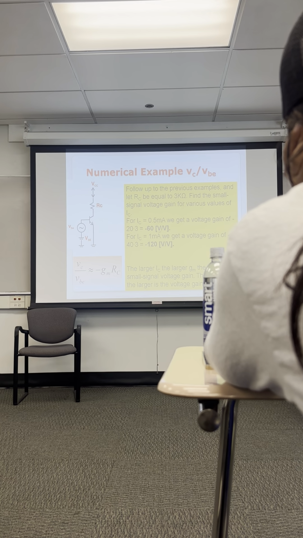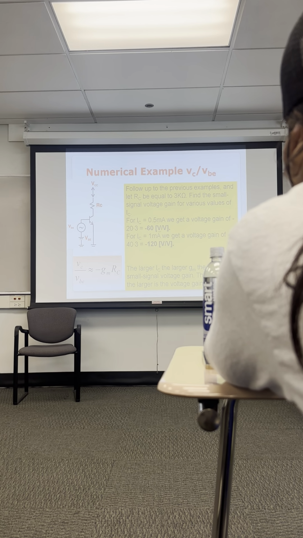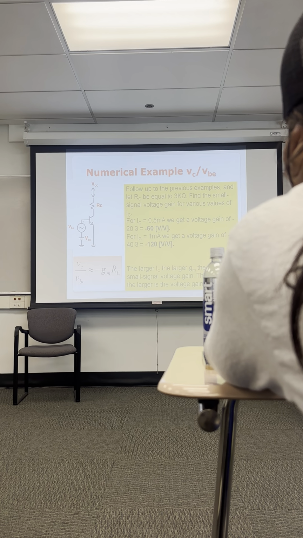Why do we have this inverted sign here? What does negative mean, and why is it important to note that? It's 180 degrees out of phase with the input. So on the oscilloscope, the collector waveform would be 180 degrees out of phase with the waveform on the base.